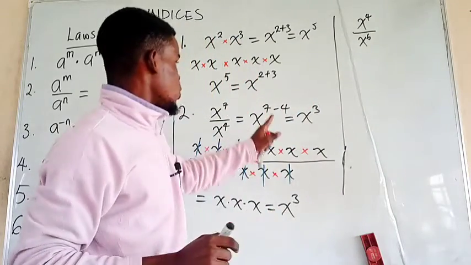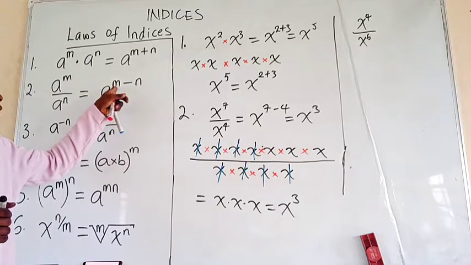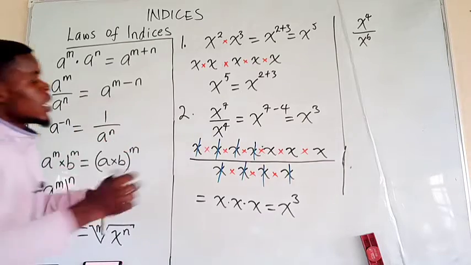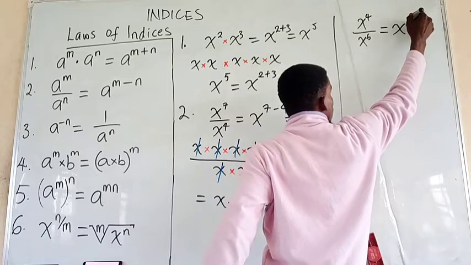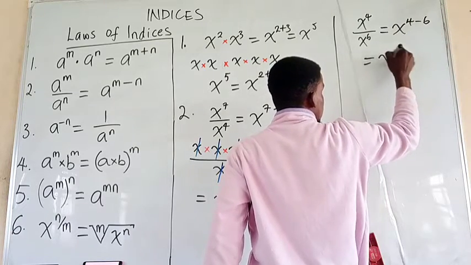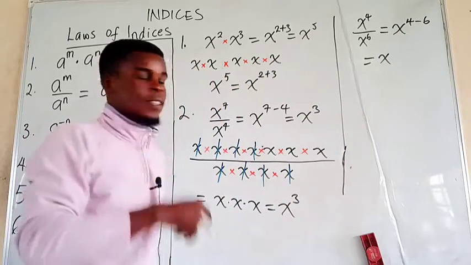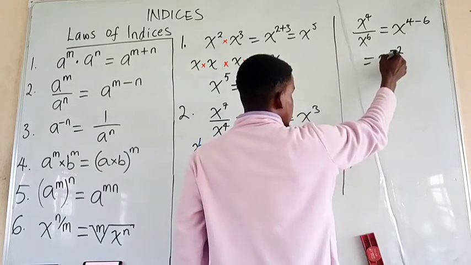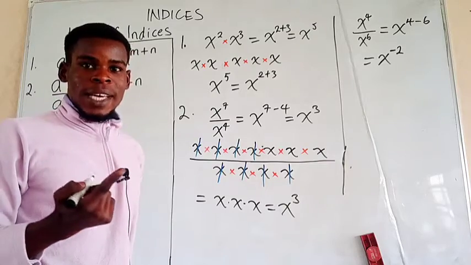By this second law, which we know already, we're going to take the power on the top minus the power at the bottom. So I would just like to rewrite that as x to the power of 4, which is on the top, minus 6, the power on the bottom. And you know what? 4 minus 6 is negative 2, all right? You are taking 6 things from 4. So that's just negative 2, like that. Very nice. That is what we get.